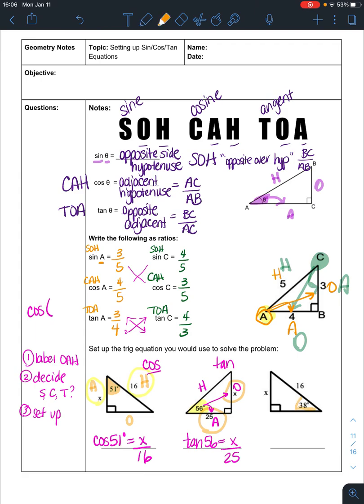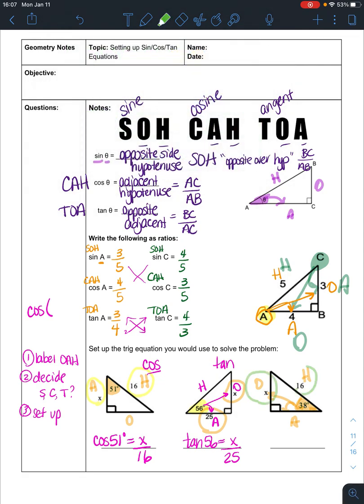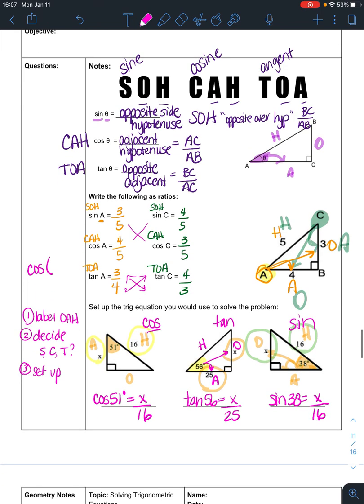This last example, I have a 38-degree angle. That's my angle in question. I need to decide. So 16 is hypotenuse, x is opposite, and this empty side is my adjacent. The two sides that I have are opposite and hypotenuse, O and H. So, CAH, TOA. So that would be sine. So, SOH would use sine. So, you write the sine of the angle is equal to the opposite side, x, over the hypotenuse.